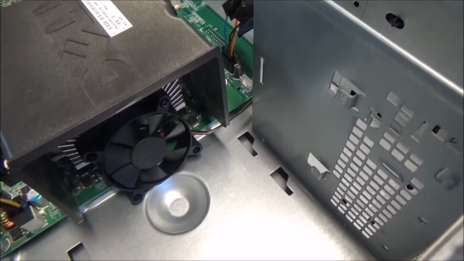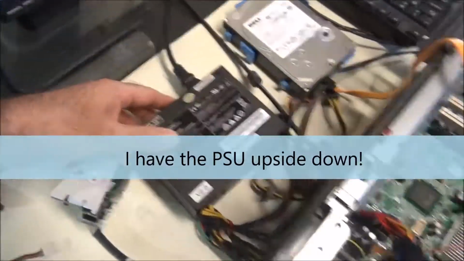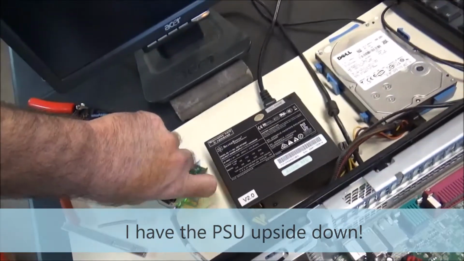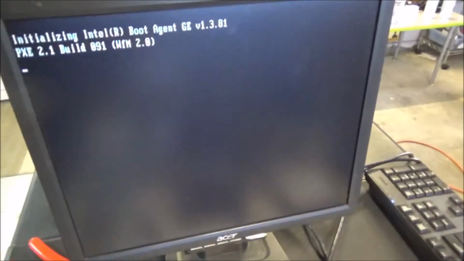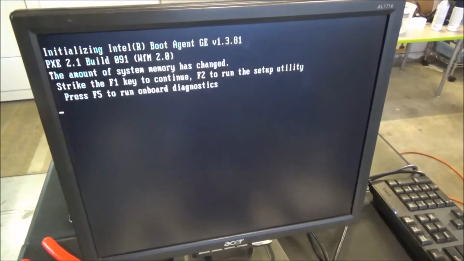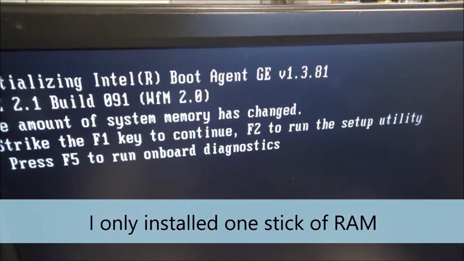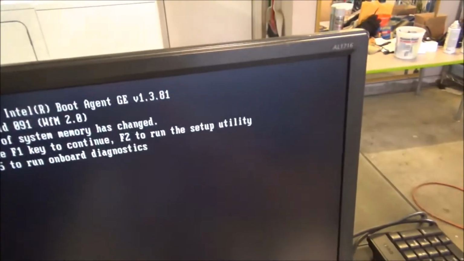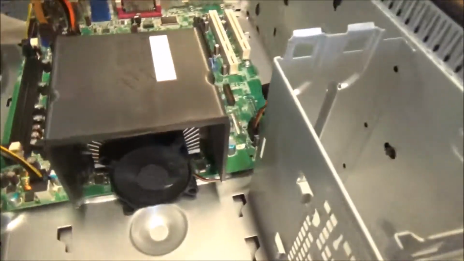All right, we got our little fan sitting there. It's plugged into the fan header. Just turn the power supply on. Push the power button. See what happens. So far, so good. Oh, let's see. That's just telling me that the system memory has changed. It's not a fan thing. So we'll just press F1 and continue. And voila, we did not have a fan issue.